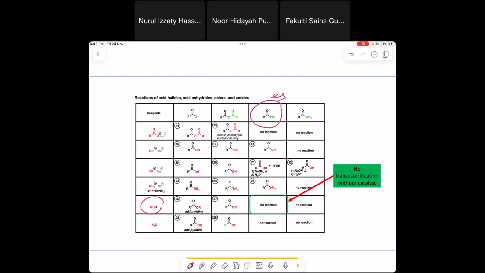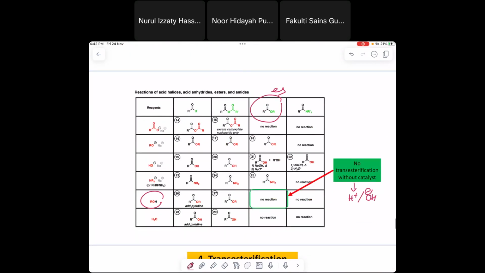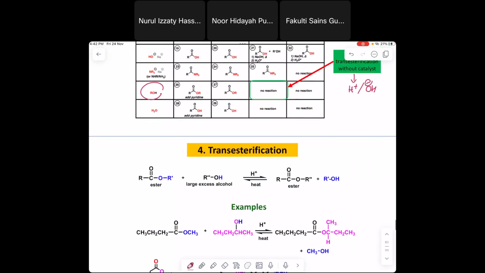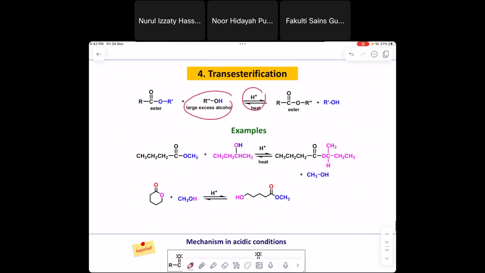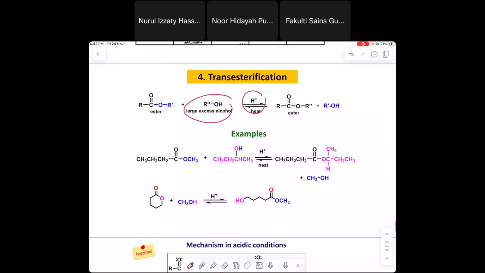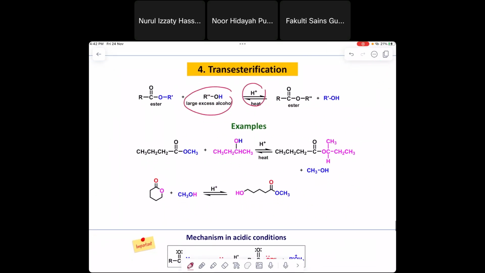Bila you revise the notes, because dia tak ada catalyst, H plus or H minus. Yes, you can make your transesterification. You can see it needs like large excess. So mungkin kena tambah kat sini, notes kat sini: maybe you have to use large excess alcohol with the presence of acid. Sebab alcohol tu again a very weak nucleophile, you perlu activate your acyl group.